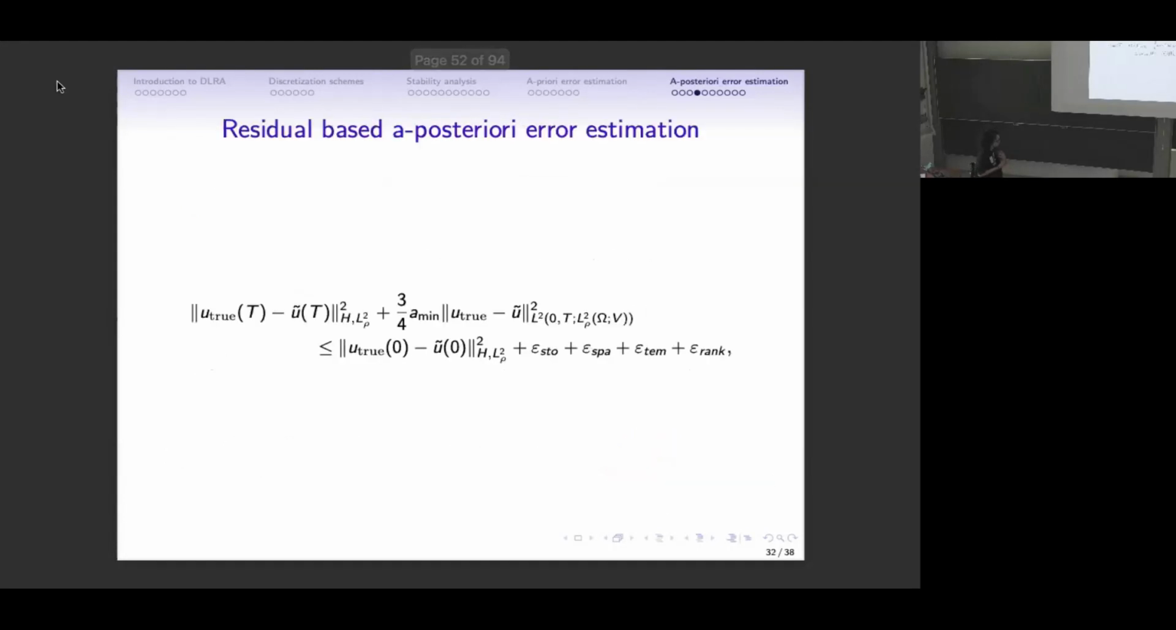And then I can proceed with a standard a posteriori estimation. And you can obtain this kind of estimate. So you have the error at the final time, again in H, integrated in time, V norm, bounded by the error of the initial condition. And then you have an error contribution which accounts for the stochastic discretization, spatial discretization, time discretization, and rank truncation.